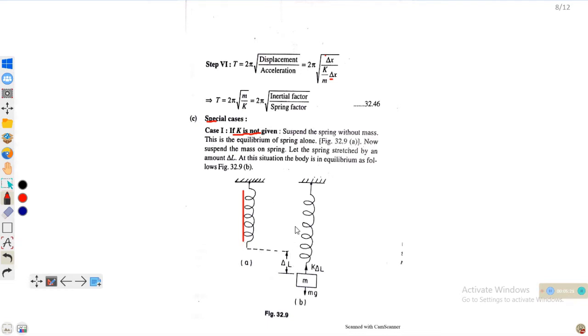It will displace this spring by delta L, and some force will act like in the previous case. Let the spring stretch by an amount delta L. In this situation, the body is in equilibrium, as shown in figure 3.32.9. This gives k into delta L, which is equal to mg. Now these two forces are balanced, so we can solve this further.